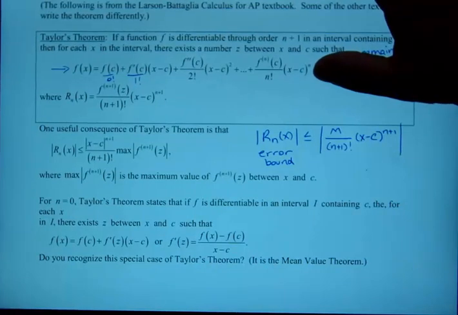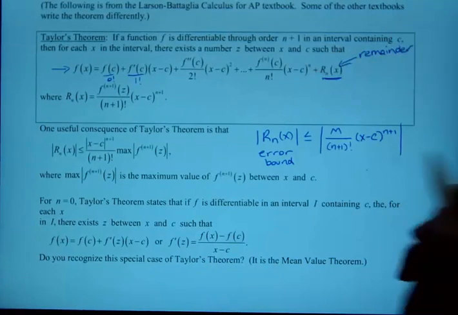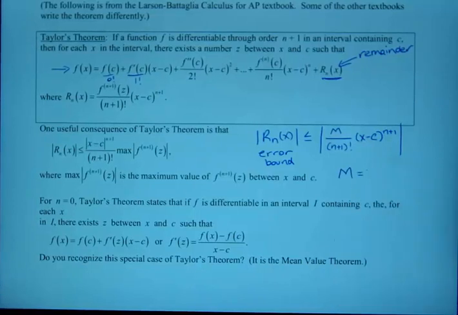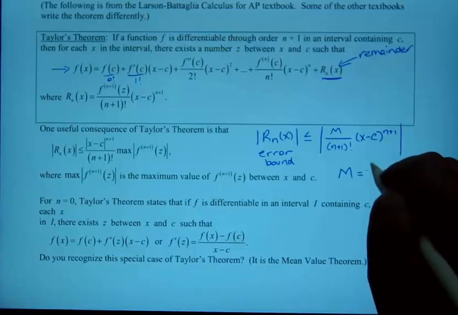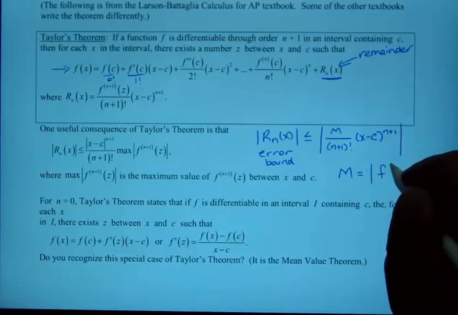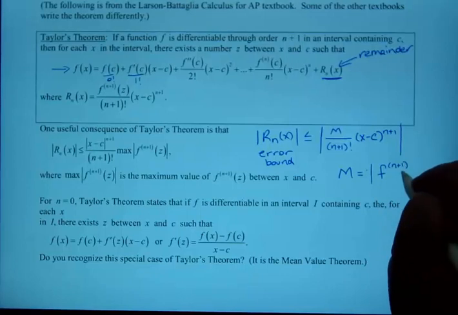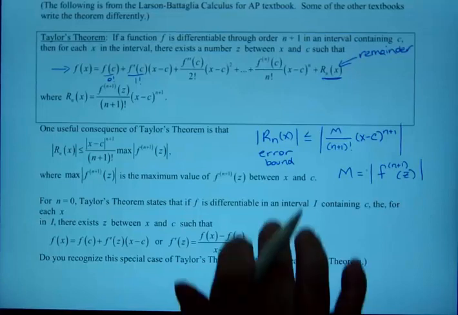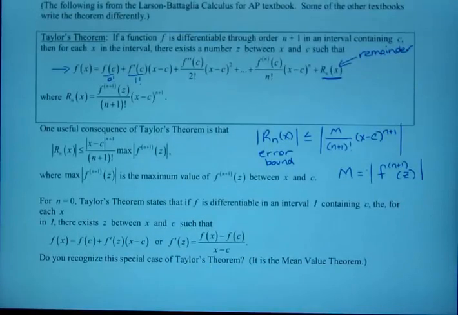If I was to do the next term, I would take the next derivative and I would plug in a c. But because we're now dealing with a non-alternating series, M is slightly different. This is how M is defined. M is the absolute value of the f of n plus 1 derivative evaluated at z. Okay? Now, what is z? I still haven't told you what z is.